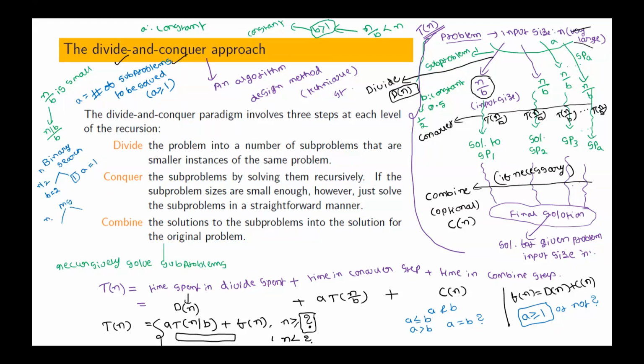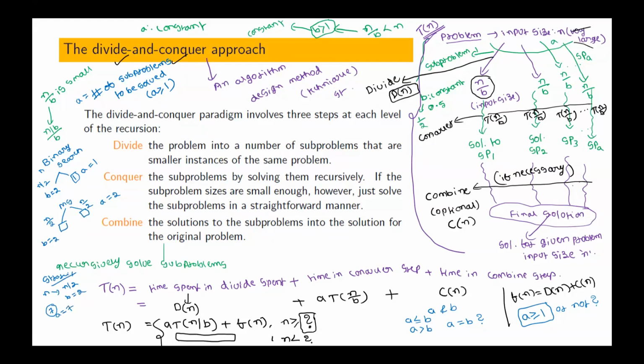In the case of merge sort, the size roughly becomes n by 2 every time. That means B is 2. How many subproblems do we solve? 2 subproblems. That means A equals 2. In the case of Strassen's matrix multiplication, what is the size? n becomes n by 2. That means B is 2. How many subproblems do we solve? 7 subproblems. That means A equals 7.